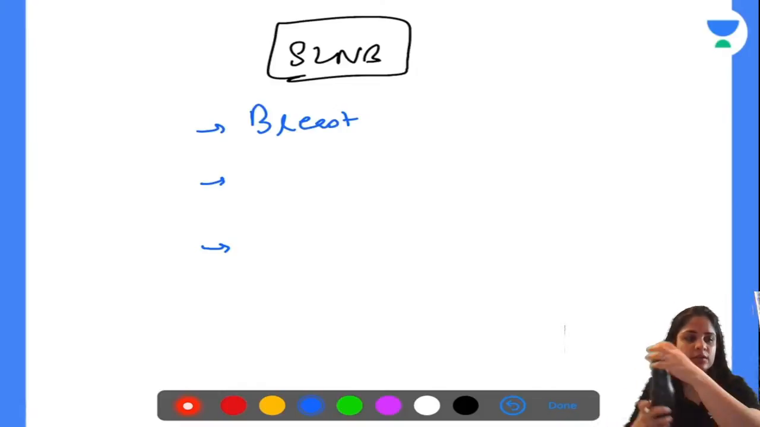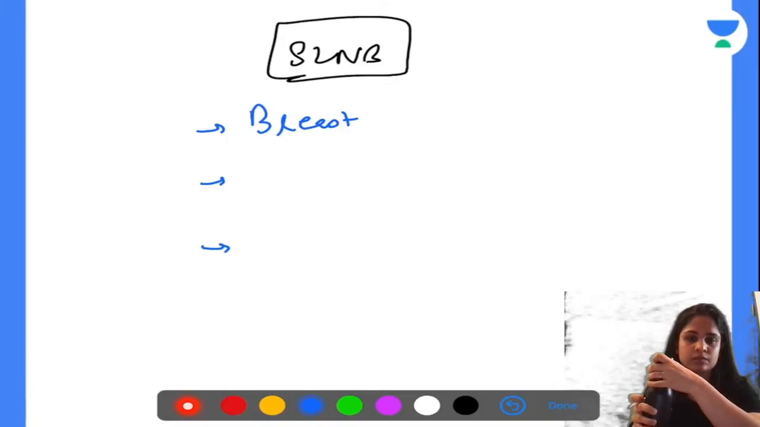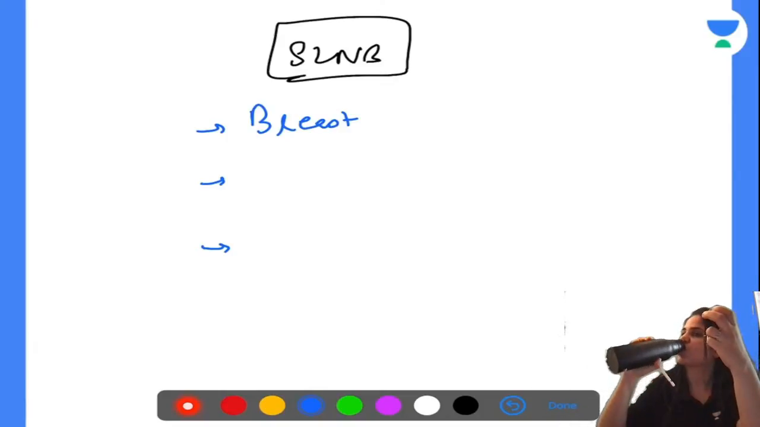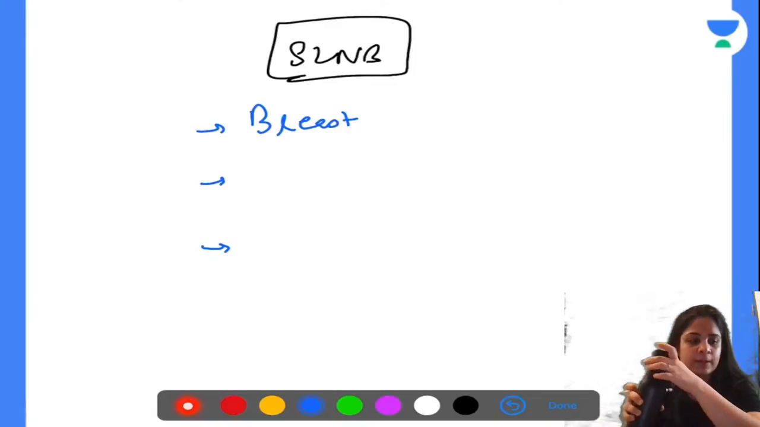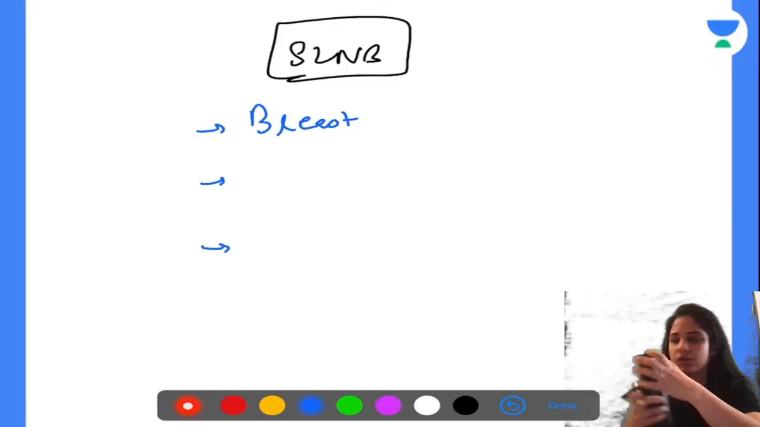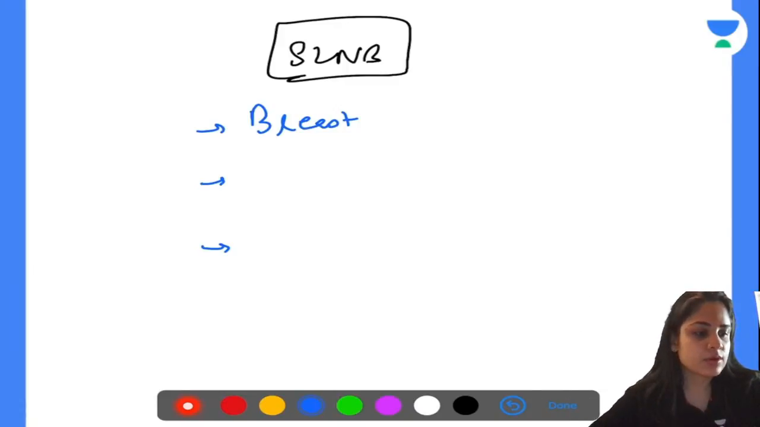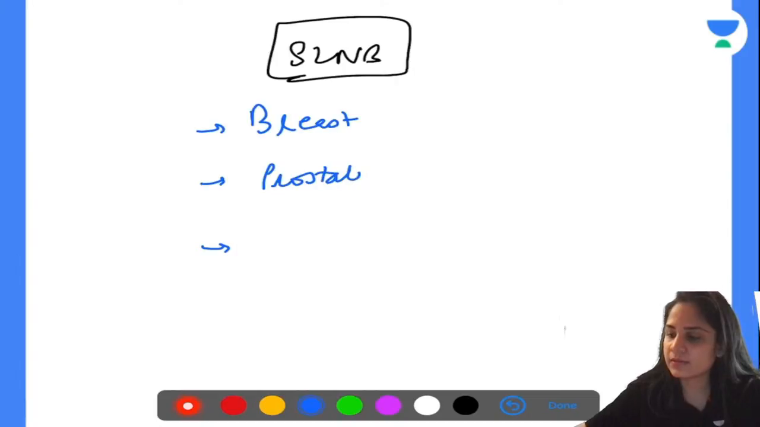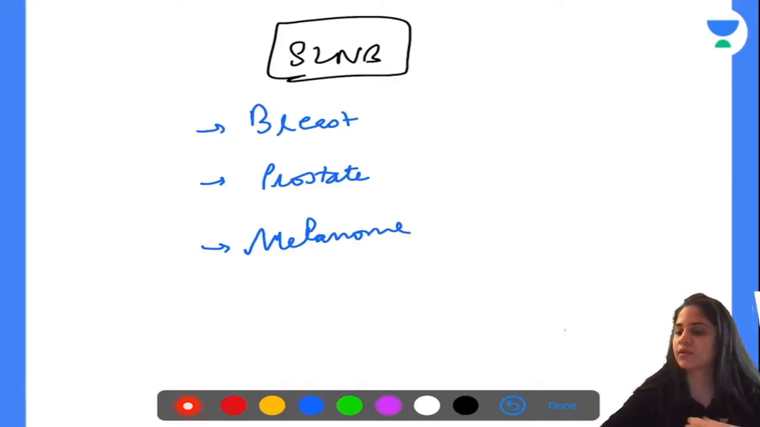Penile and vulval cancer. No, that is not correct, Afsha. Breast cancer to maine bol diya already, that we saw in BCT. Batao aur do kaun se hai. Okay, so prostate cancer, that is one. Yeah, prostate, very good Afsha. And skin ka ek hai. Skin kaun sa cancer lekin, Pramod Kumar? Very good, the theory. So melanoma. So these are the three cancers in which we will do a sentinel lymph node biopsy.